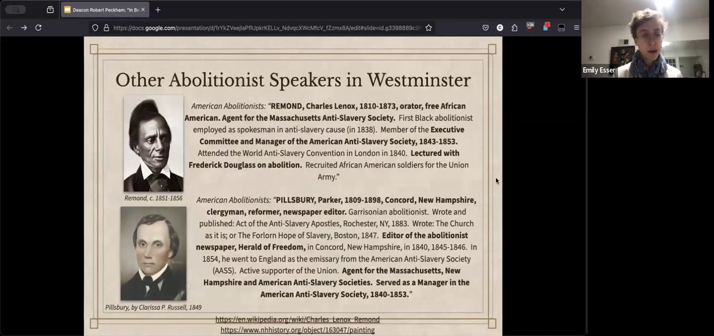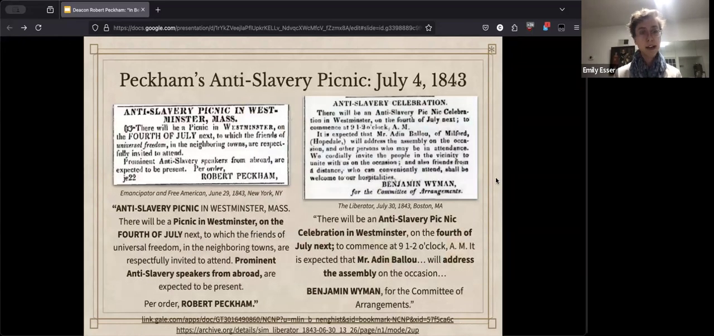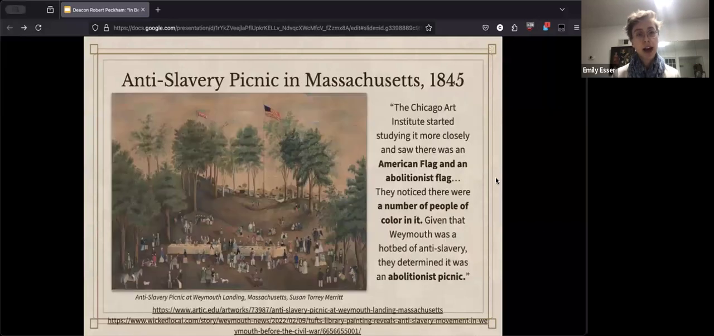Here's a couple others that he came along with: Charles Lennox Remond, Parker Pillsbury. Extraordinarily long list going on here, but there is one more. Peckham had an anti-slavery picnic, July 4th, 1843. He advertised for it, as did his friend Benjamin Wyman, same one again. He placed an ad in the newspaper. He said, prominent anti-slavery speakers from abroad are expected to be present. He didn't quite get that.